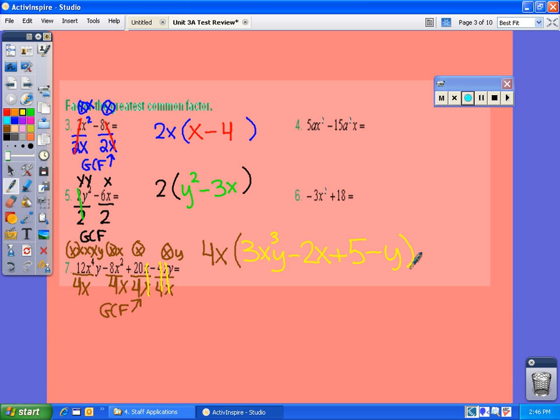And that's the answer. You can always put it into standard form, meaning going from highest exponent down. I'm not sure if the test will be in standard form, but you can always put it in this form. Just make sure you look for the answer in your multiple choice that most matches the right answer. Okay, and that is GCF factoring.